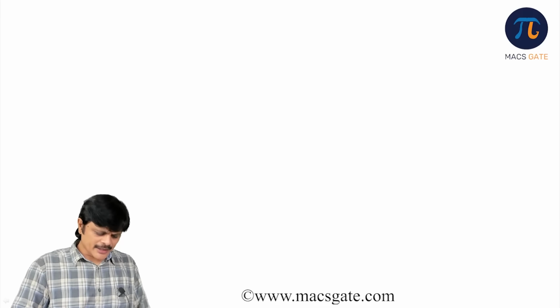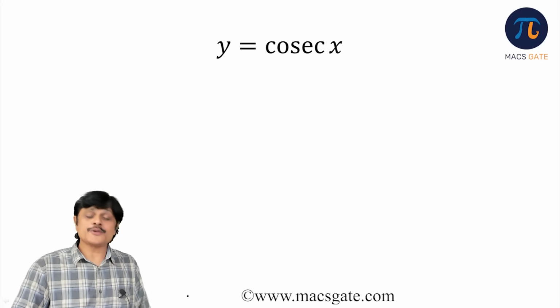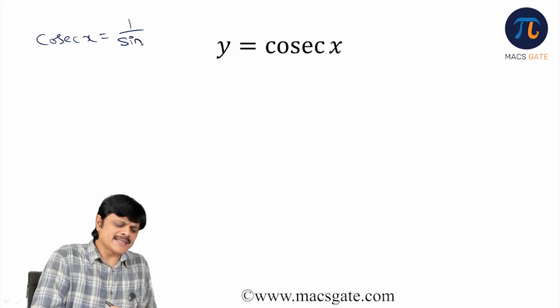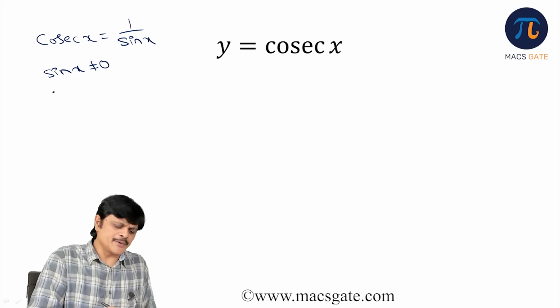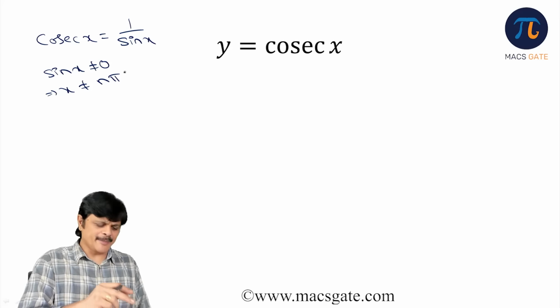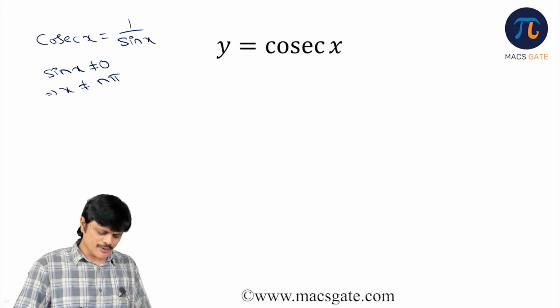Okay. Now the next function is cosecant x. Now what is cosecant x, sir? Cosecant x is 1 by sin x. Therefore, sin x should not be 0. That means x should not be equal to n pi. So it is not defined at 0, pi, minus pi, 2 pi, minus 3 pi, and so on. Okay, that is about cosecant x.